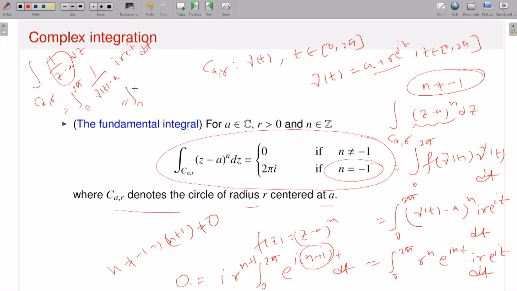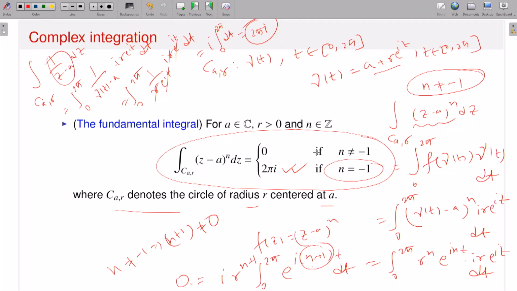And what is this? This is 0 to 2 pi, and gamma t minus a is r e to the it, so this is 1 by r e to the it, then i r e to the it dt. But what is this? r will get cancelled, and i will come out, 0 to 2 pi dt. And what is this? This is 2 pi i, and that is this.